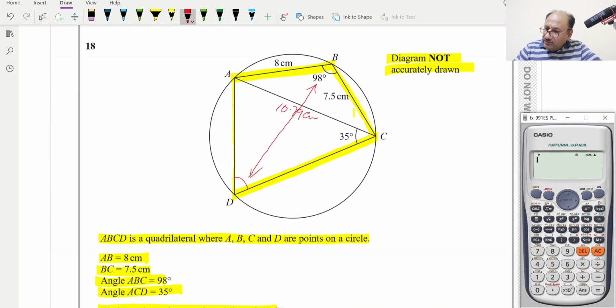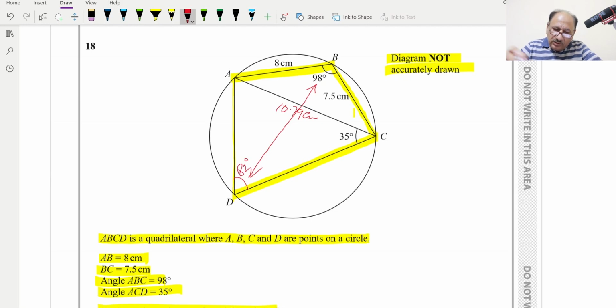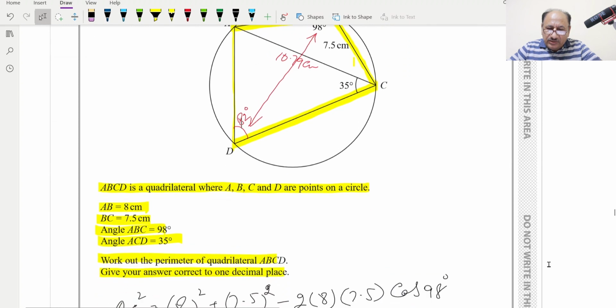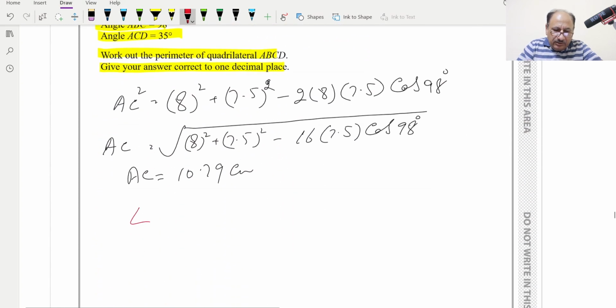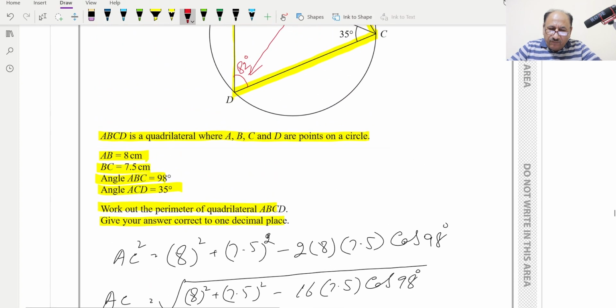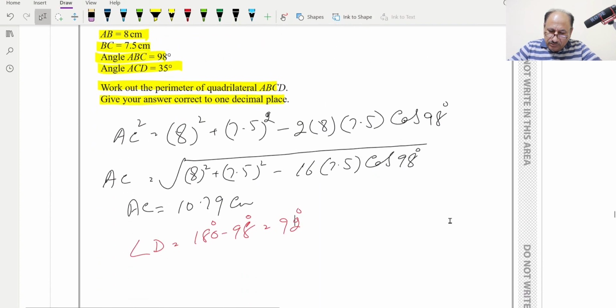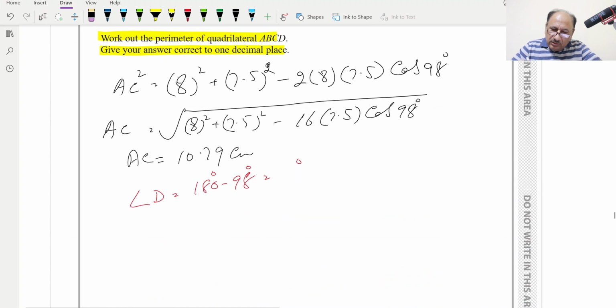180 minus 98 will be equal to 82. So this angle is 82 degrees. So we can write angle D is equal to 180 minus 98, and this is equal to 82 degrees, which we have just found.